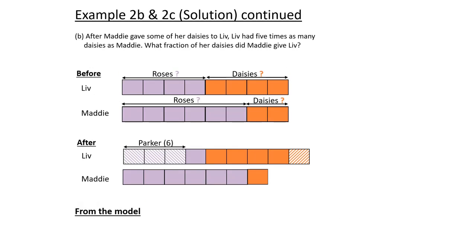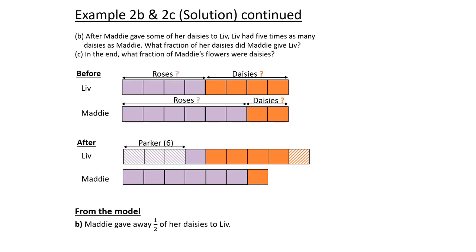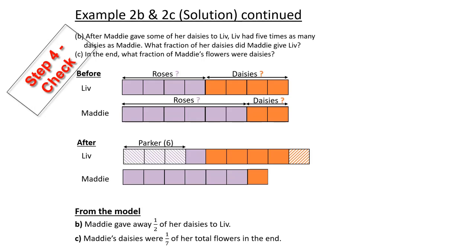The model shows us that Maddie gave away half of her daisies to Liv. In the end, Maddie was left with 7 units, and just 1 unit was daisies, so Maddie's daisies were 1/7 of her total flowers. Step 4 is to check our answer.